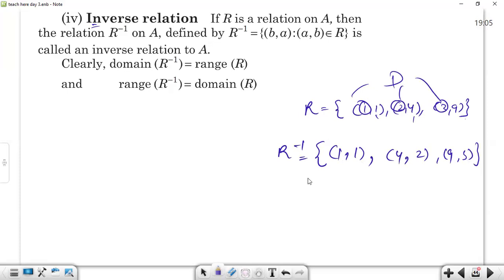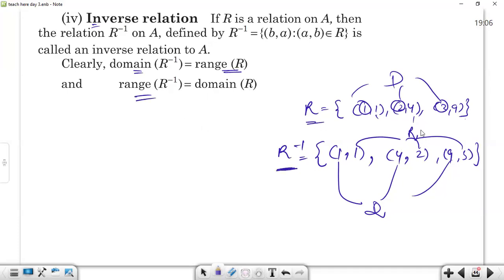So what has become in this particular relation? What is the domain? 1, 4, and 9 for this particular relation. And what is the range? 1, 2, and 3. So the domain for R inverse is the range of R, the first relation, and the range for this relation was the domain for R. Got it? Simply we have inversed B and A in place of A and B. So it has reversed. This is the inverse relation. Simple.